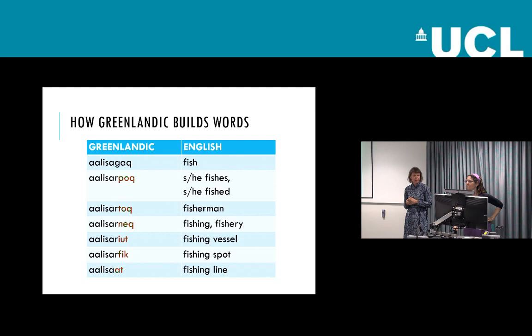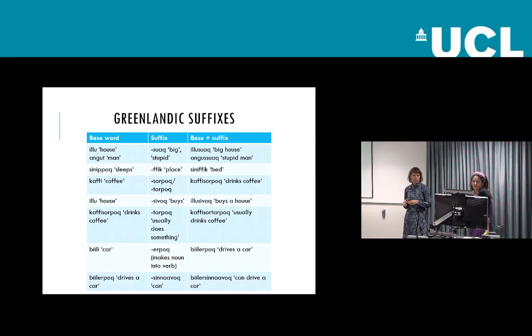And we're going to introduce you to our favorite ones. So this is a random selection. It's not random, because we like these ones, but there are loads and loads more. So the first one is suok, which is in the middle. That's the actual suffix. So it either means big or stupid. It probably causes some confusion sometimes.